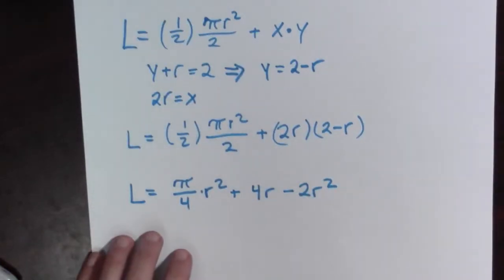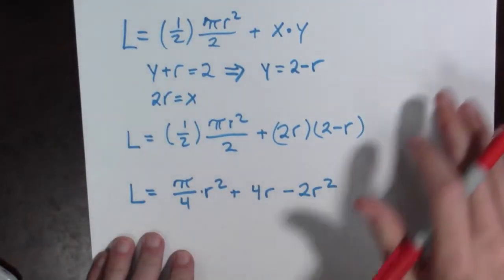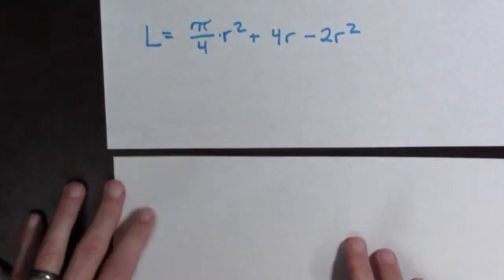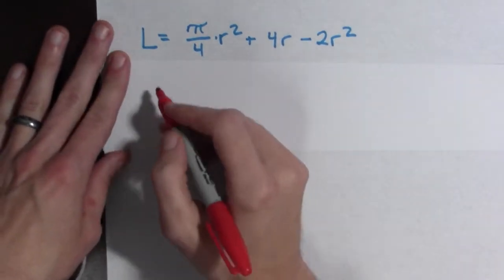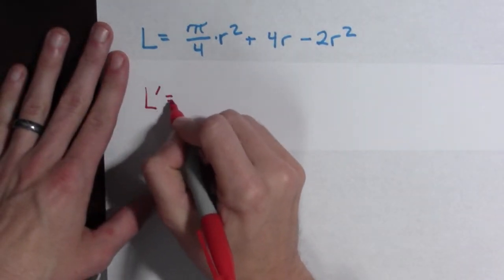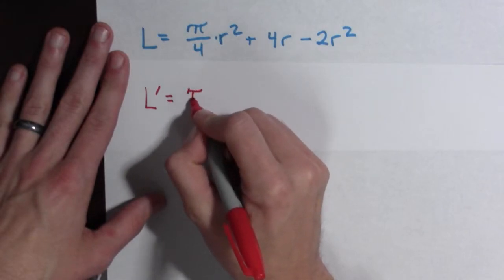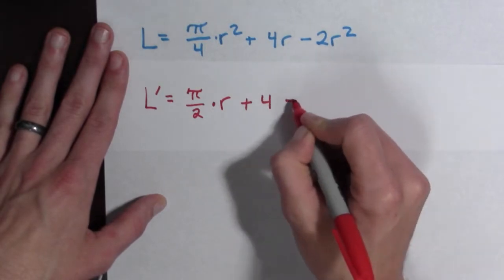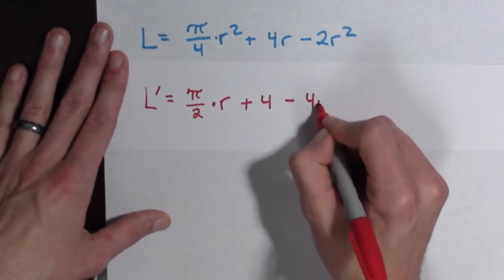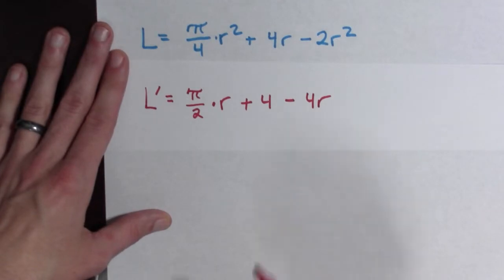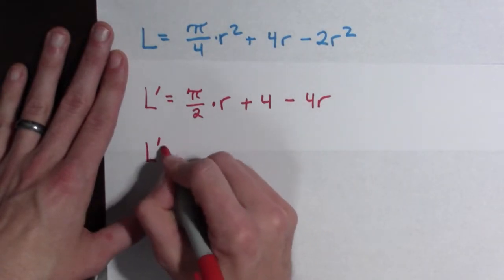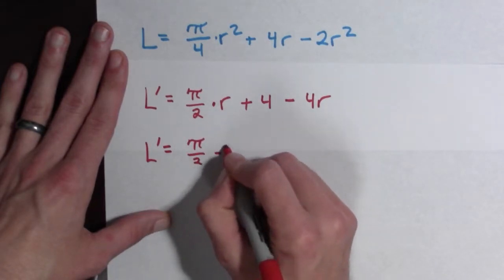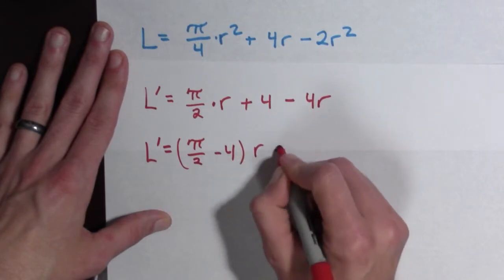All right, so what we're going to do is we're going to take our function L and we're going to differentiate it. So let's go ahead and work over here. So I have L prime is equal to pi over 2 times r plus 4 minus 4r. There we go. Okay, so now I can collect my r terms. L prime is equal to pi over 2 minus 4 times r plus 4.